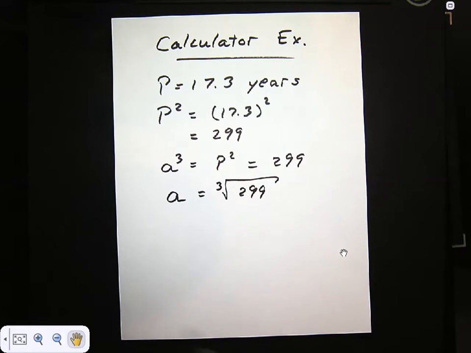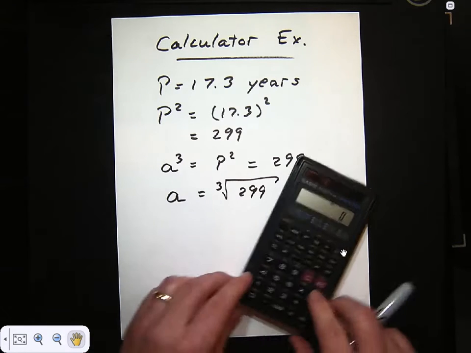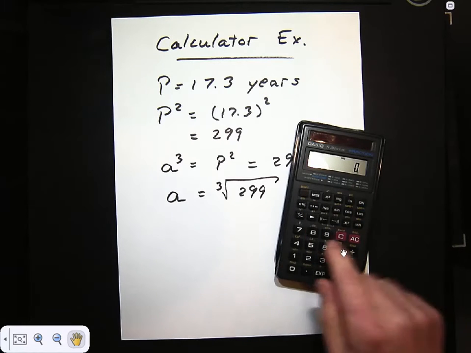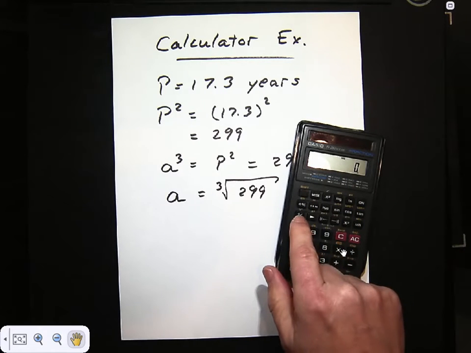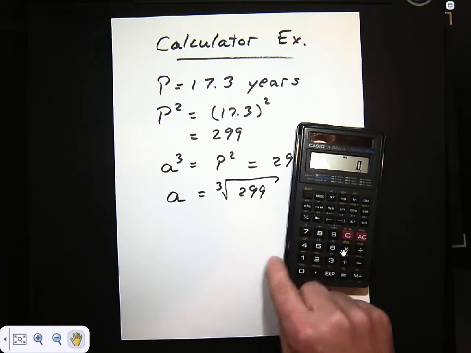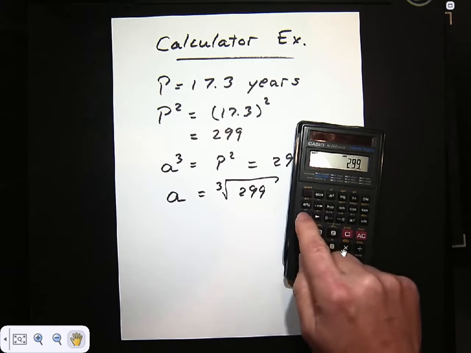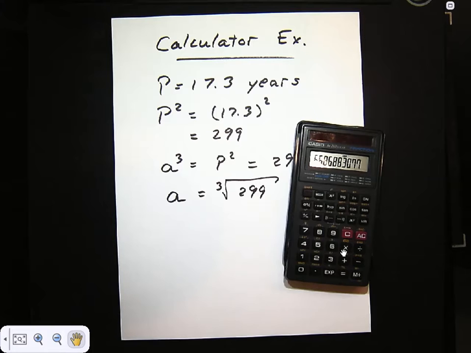Now in my case, my scientific calculator has a cube root. I just have to hit the shift button, and the cube root is this after hitting the shift. So if I put 299, shift in the cube root function, I get 6.68688, a whole bunch of digits here, which is about 6.7. So that'd be 6.7 astronomical units.